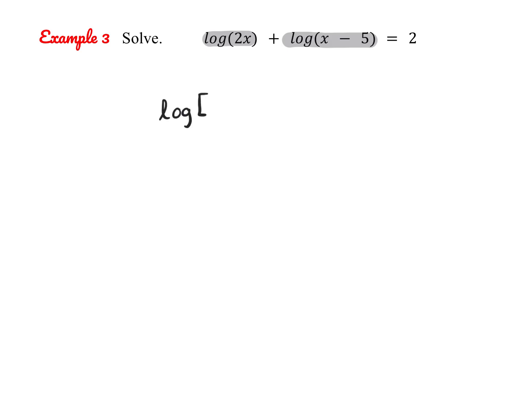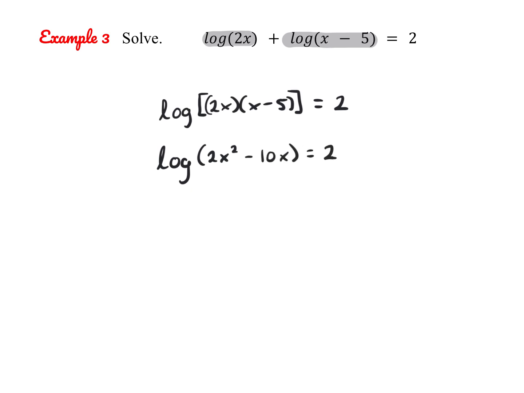So it'll be the common log of 2x times x minus 5 equals 2. Now within that logarithm, let's distribute. So we have 2x squared minus 10x equals 2. Now from here, I'm ready to rewrite in exponential form. We don't usually write this, but a common log has a base of 10. So if I were to rewrite this, it'd be 10 to the power of 2 equals 2x squared minus 10x. So let's write that out.